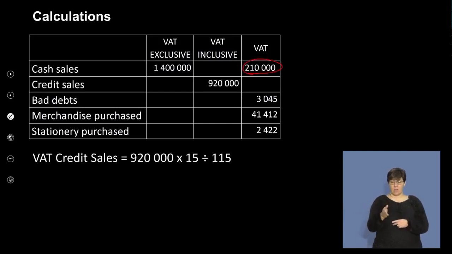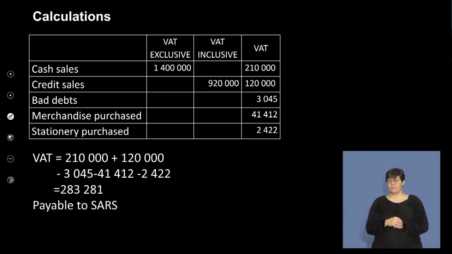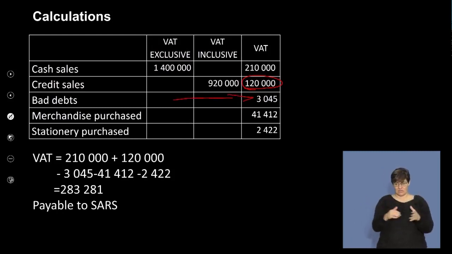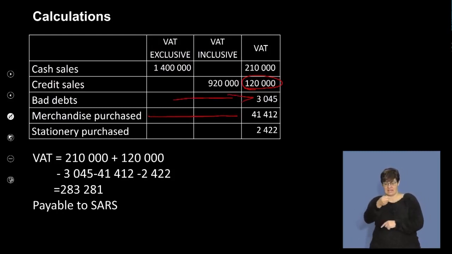In the second instance, again, you are given the exclusive amount. You know the calculation. It's the 15 over 115 to give you your VAT amount. Your bad debts, the VAT amount is given to you. Your merchandise purchase, your VAT amount is given to you. And your stationery purchase, the VAT amounts are given to you.